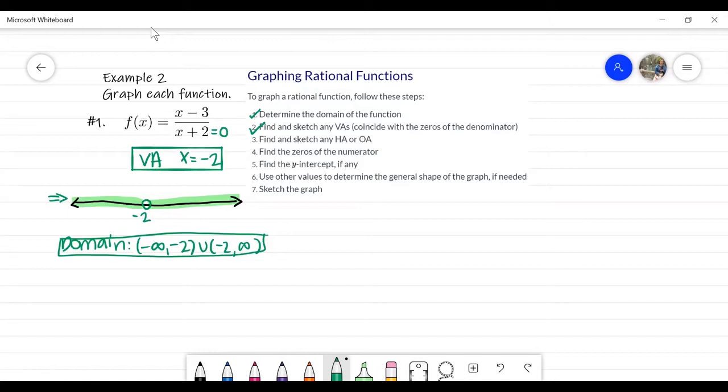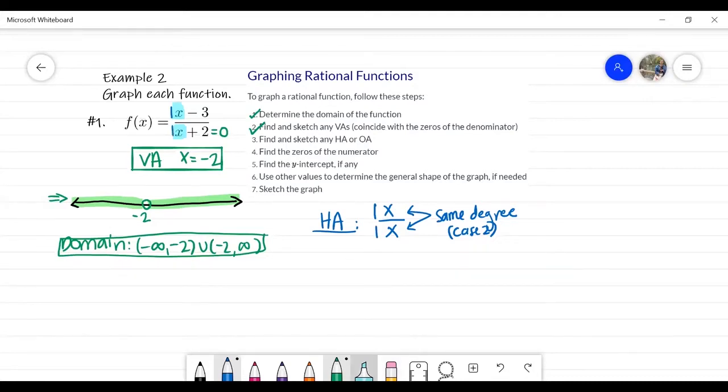Now we want to look at any horizontal or oblique asymptotes. To do that, if you remember, we're looking at our leading term in the numerator and in the denominator. Remember, we start by looking at horizontal asymptotes. If I just look at those leading terms, we've got x over x, and these are the same degree, right? So according to our tests, this is that second case, because the degrees are the same, we look at the coefficients, and there's not one formally written in there, but it's going to be 1, right?